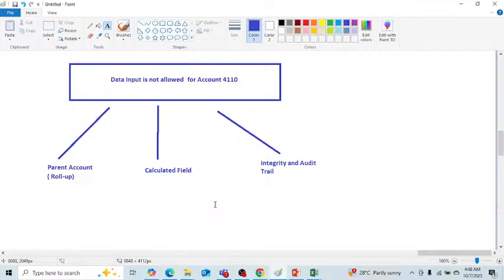The third thing that we have is the audit trail, which I have already mentioned. By restricting input to level 0 accounts, every dollar recorded can be tracked and traced back to a specific granular transaction or budget line, maintaining a clean and verifiable audit trail. So to conclude with a summary, 4110 is a total member. You enter data into the detail members and the system automatically calculates the total on the fly.